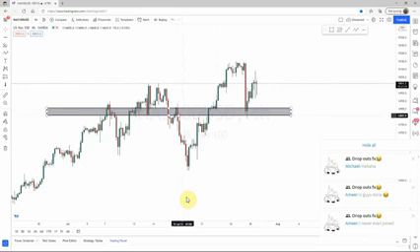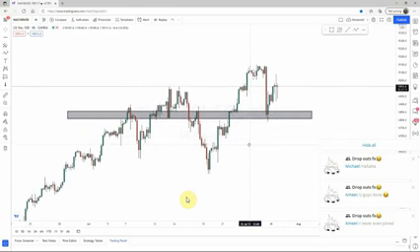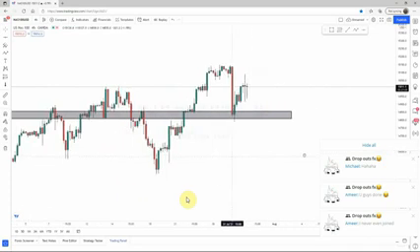However, that breaker block was still respected. You with me? Yes. Now, guys, how many pips does NASDAQ move? I want to see if you guys know this. How many pips does NASDAQ move?